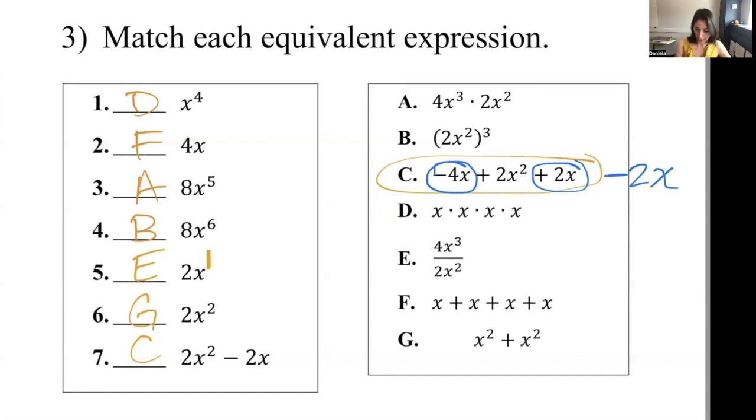And then you have the 2x squared, which you leave alone. So notice 2x squared minus 2x is the same thing as if you see in number 7, if I had written it this way, negative 2x plus 2x squared, that would be the exact same expression, but just rearranged.